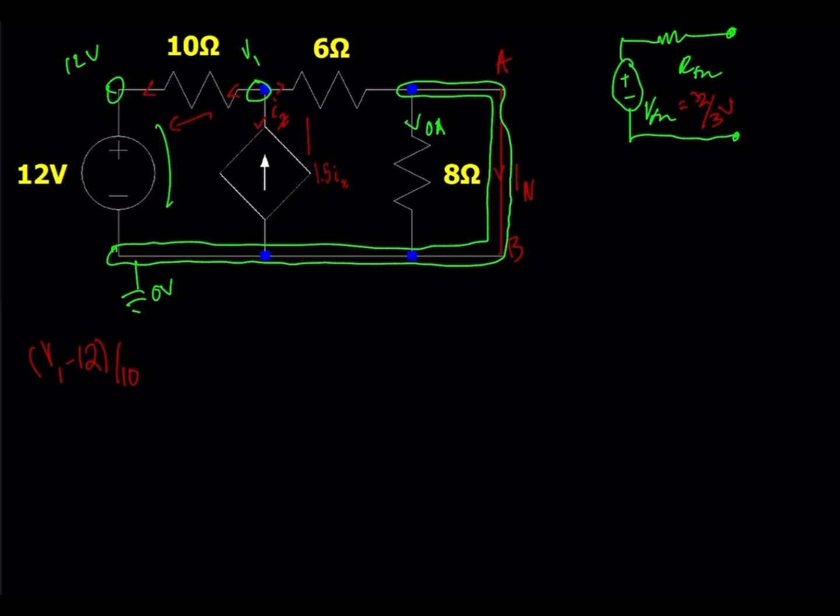And for the current going down, that's actually defined by this dependent current source here. It's just in the opposite direction, so we'll just add a negative sign. So that'll be minus 1.5 Ix. And then the current going to the right through the 6 ohm resistor is actually labeled as Ix, just how the circuit was defined previously. So that'll be one equation, and then KCL states that that's equal to 0.